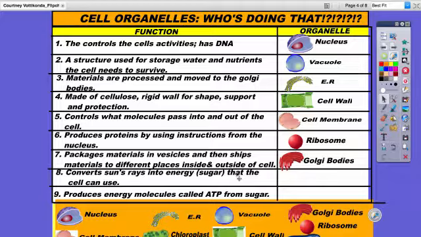Converts sun's rays into energy, which is sugar, that cells can use. That answer is chloroplast. And let's not forget that chloroplasts are only found in plant cells. Let's move on to the last one, number 9. Produces energy molecule called ATP from sugar. That answer is mitochondria. Remember, mitochondria is mighty, and it produces energy, ATP, energy.